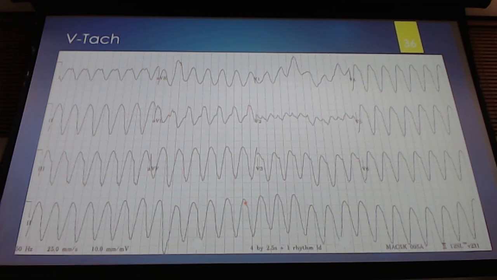This is what VTAC looks like. Sometimes you will have a couple of normal beats on here, and then you'll see these patients go into VTAC. And then sometimes, if you're super lucky, they go back into a normal beat. And you're like, oh, thank God. Because VTAC can turn out bad.